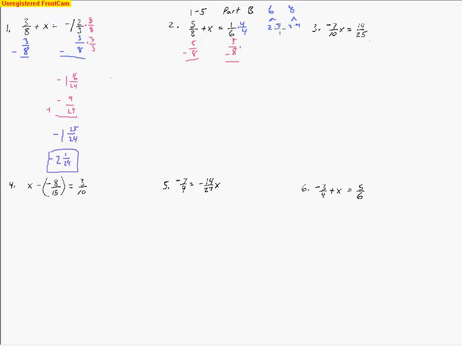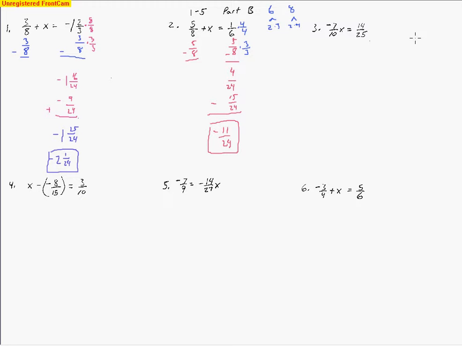Where the 6 has a 3, but the 8 does not, so it needs a 3/3. So I'm multiplying straight across. And now I've got 4/24, and I'm taking away 15/24. So when I'm taking away more than what I have, the answer is negative. So that's what I have here, negative 11/24.